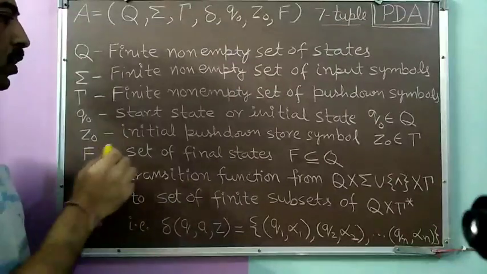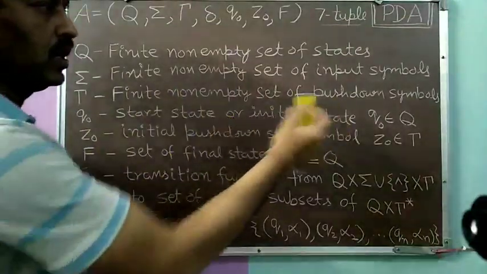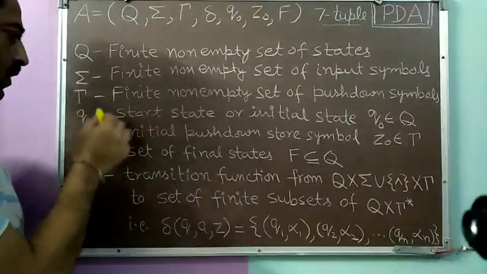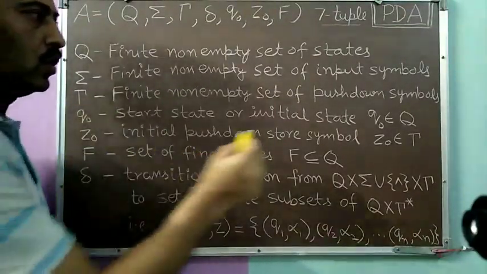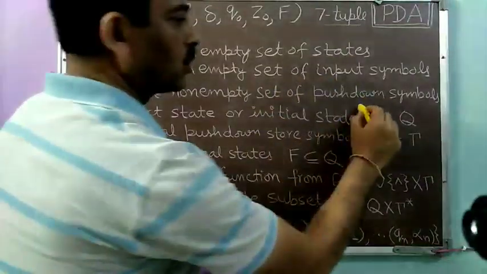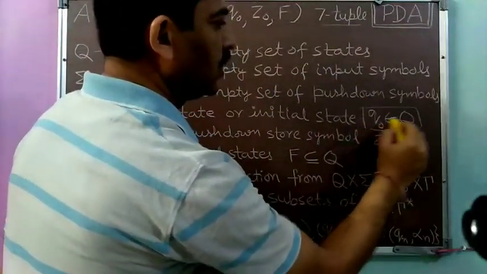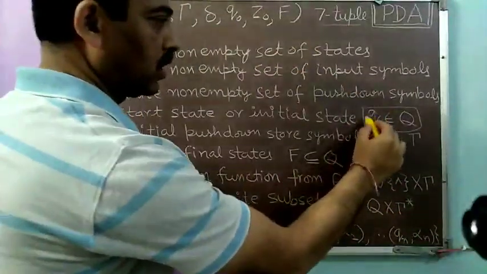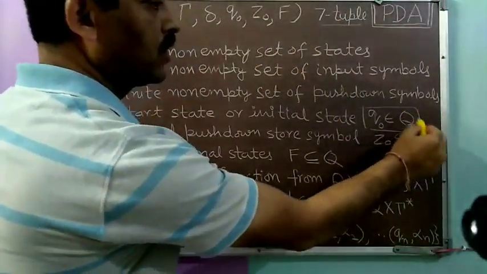Then comes Q0. It is the start state or the initial state, as in the case of FA also, where we defined the start state as Q0. As Q0 is a state, it will certainly be a part of capital Q. Capital Q is the set of all states, so Q0 will be a member of this particular set.